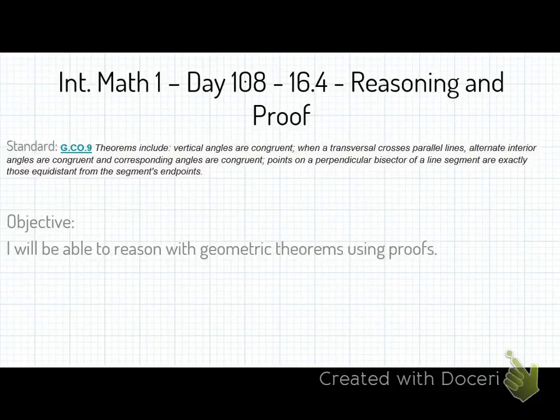So this is lesson for day 108, reasoning and proof. So now we're going into proofs in math. In geometry, or any kind of math, you want to have logic. I talked to you about two types of logic yesterday. There was inductive reasoning and deductive reasoning. Inductive was when we had a rule, or a law, like the law of gravity.